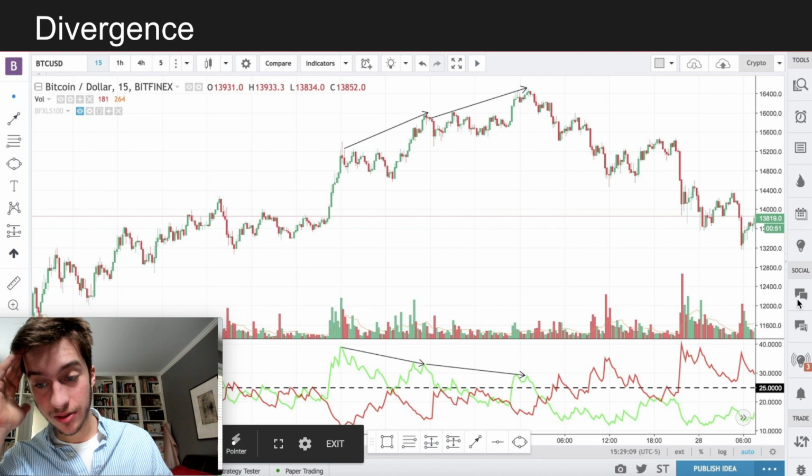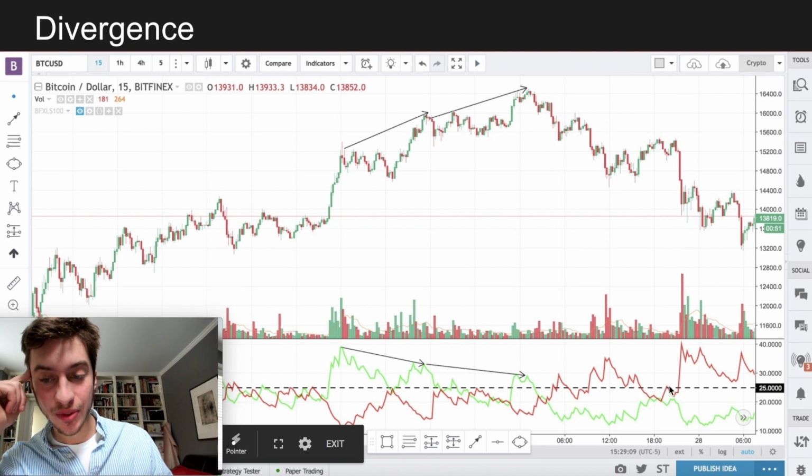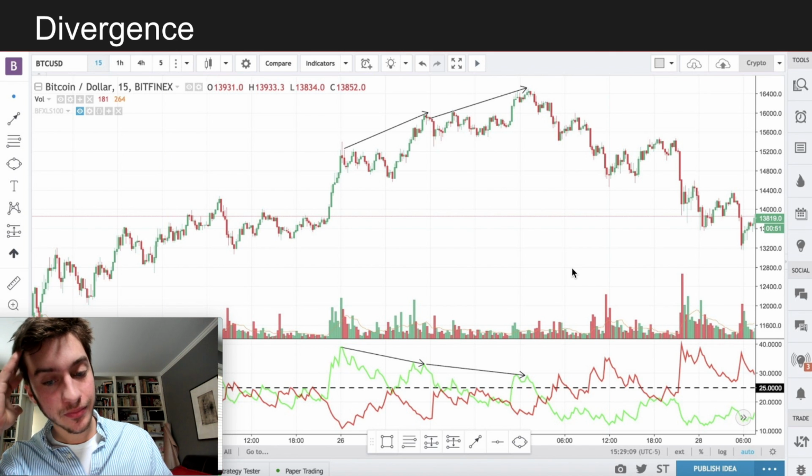And then look what happens. Market goes way down. And as the market goes down, you can see that the red DI is increasing, which shows that bearish momentum, also known as selling pressure, is increasing as well.